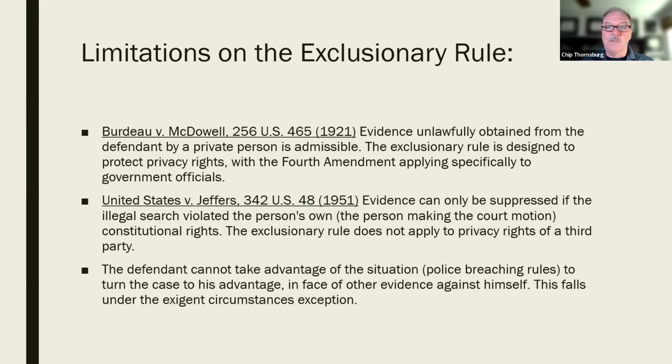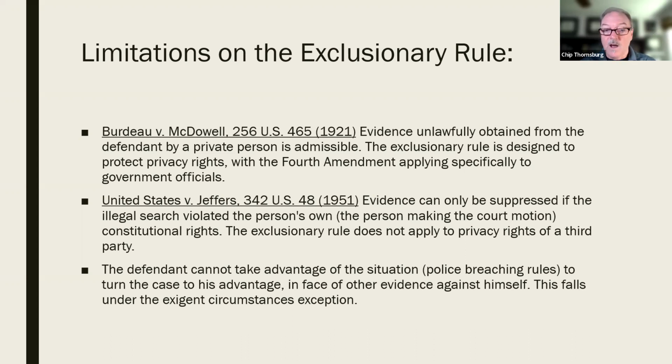So a few cases limited the exclusionary rule. Burdeau v. McDowell said that evidence unlawfully obtained from a private person is admissible. This case still comes up today for digital forensics or hacking type investigations. What happens if a hacker discovers evidence of illegal materials on a server, and they send that, even anonymously, to law enforcement? Is that actionable? Can it be used? According to Burdeau v. McDowell, yes, it can, because they weren't operating at the direction of law enforcement.